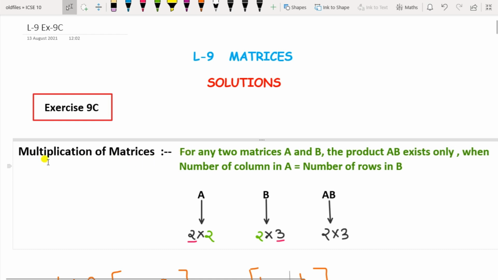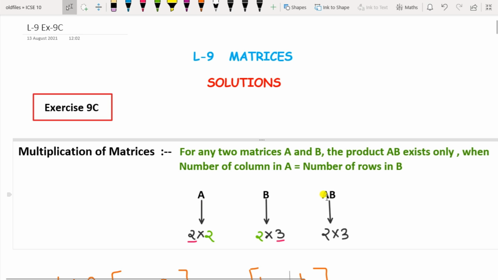So let us start with today's topic, multiplication of matrices. For any two matrices A and B, the product AB exists only when the number of columns in A is equal to the number of rows in B. So here let us consider A and B are two matrices. A is of the order 2 by 2 and B is of the order 2 by 3. For the first matrix you have to see its columns, and for the second matrix you have to see its rows. The columns of the first matrix should be equal to the rows of the second matrix, then only the multiplication of A and B is possible. Here they are 2 and 2, so the multiplication of A and B is possible.